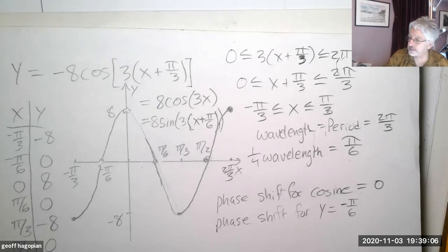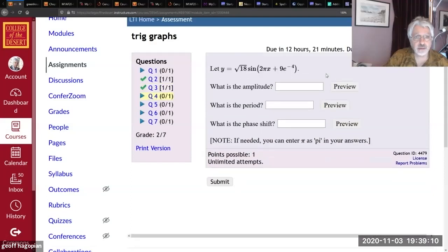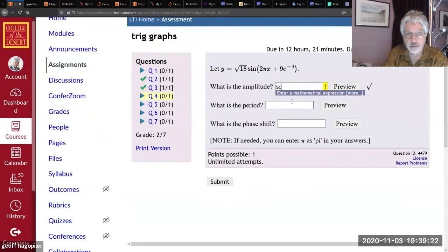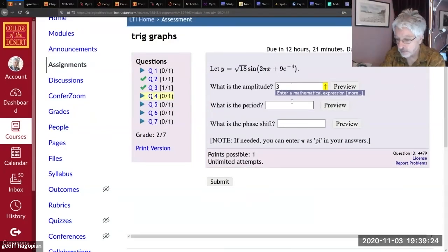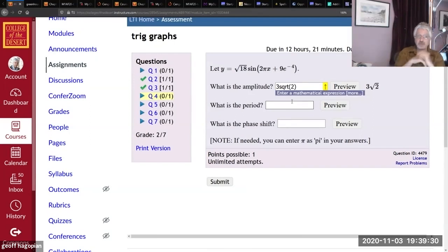How about question 4 here? Let y equal this thing. What is the amplitude? Well, that's the square root of 18. I'm trying to make it tricky, but it's just whatever is multiplying the output, right? The square root of 18, I think we want to say 3 times the square root of 2, right? Since 18 is 9 times 2. And that's a simplified version of the square root of 18, isn't it?